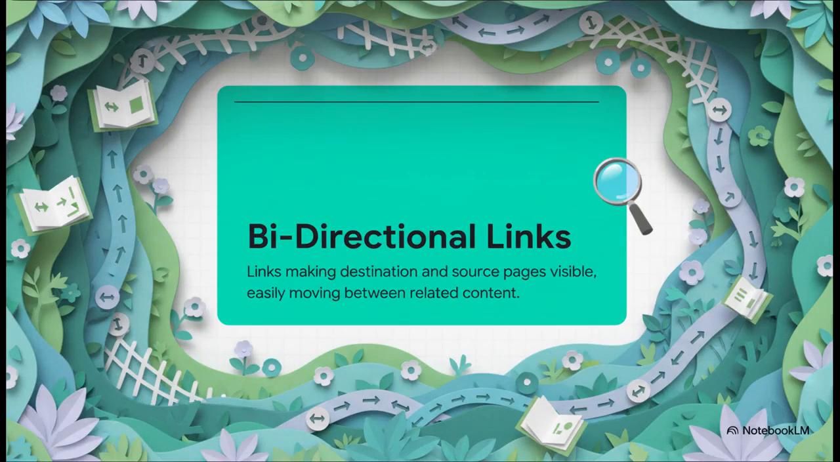Now, the secret mechanism making this topography possible is the bidirectional link. Instead of your standard web link that just boots you away to a new page, a bidirectional link shows you both where you're going and what page linked to the current page you're reading. These really dense two-way links create this rich, interconnected landscape rather than a single linear pathway.